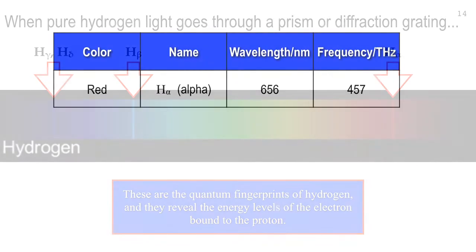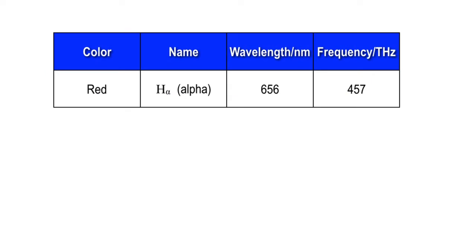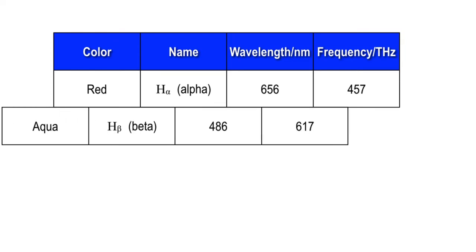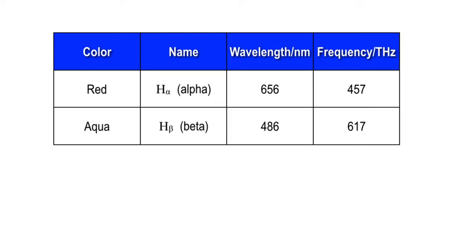Now let's take a look at some of the specs. Here's a table of wavelengths and frequencies. 656 nanometers, we've already done that. We did that a couple weeks ago when we calculated frequency from a 656 red beam of light, the H alpha. The aqua line is H beta, and that's about 486.